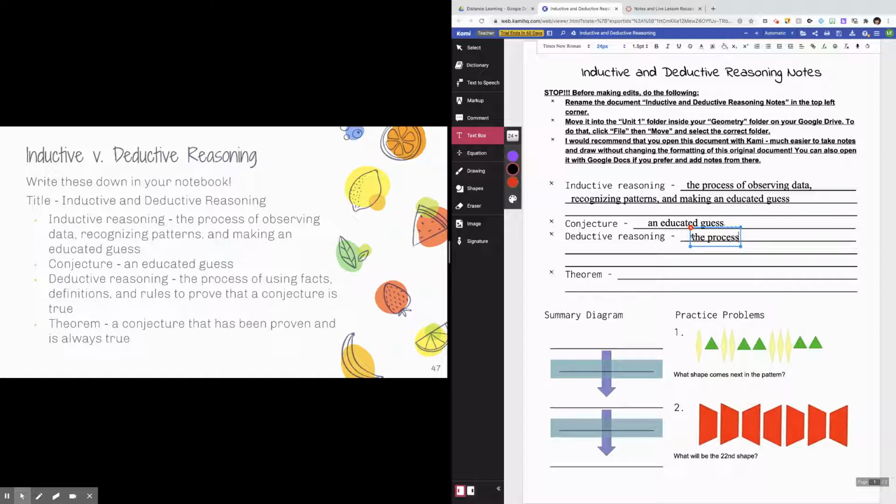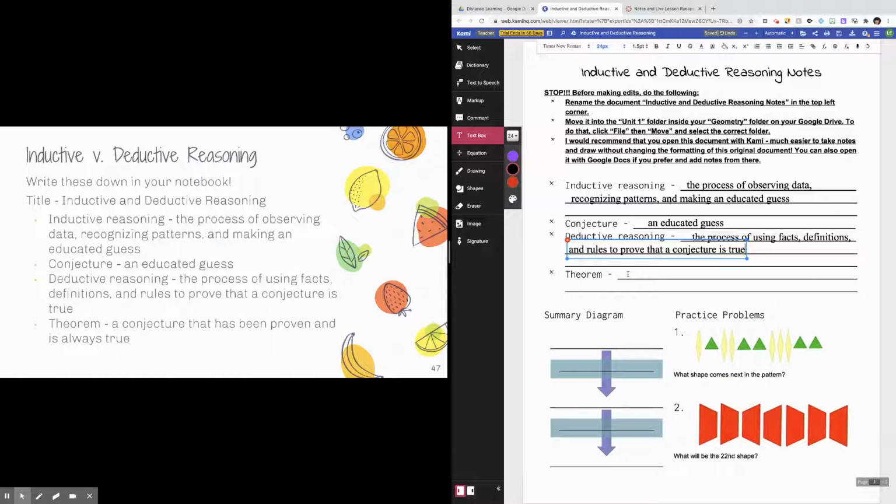Okay, so what we have in math is another kind of reasoning called deductive reasoning, which is the process of using facts, definitions, and established rules to prove that a conjecture is true. So we start with a conjecture, an educated guess, and then we have to use things that we know are true, like facts and definitions, in order to prove that that educated guess is true all the time. That's what deductive reasoning is.